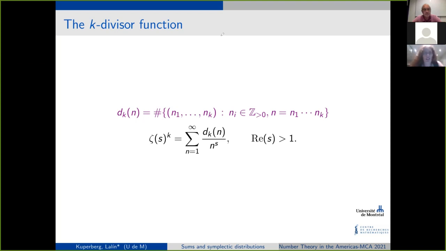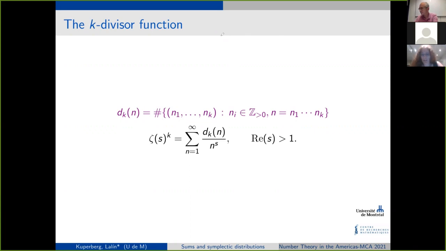The k-divisor function is defined as the number of ways we can write a positive integer n as a product of factors that are also positive integers. This is an ordered product. We are going to fix k factors. So this is what d_k of n is. Another way of thinking about it, which is going to be important for us, is that it comes out of the coefficients of the k-th power of the Riemann zeta function.